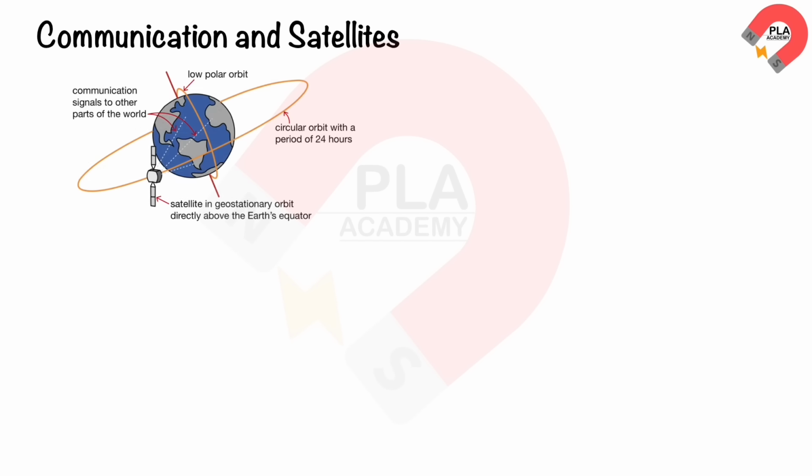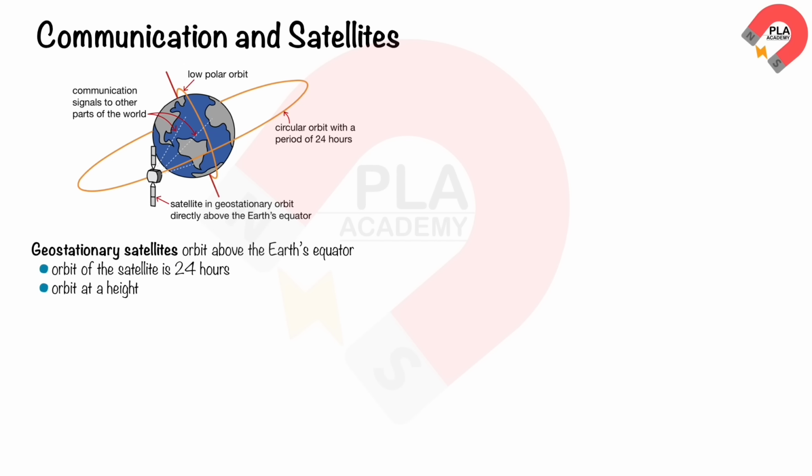Communications with satellites. Geostationary and polar orbiting satellites are both used for communication. Geostationary satellites orbit above the Earth's equator. The orbit of the satellite takes 24 hours, at a height of 36,000 kilometers above the Earth's surface, much higher than polar satellites. Used for radio and telecommunication, broadcasting around the world due to its high orbit.